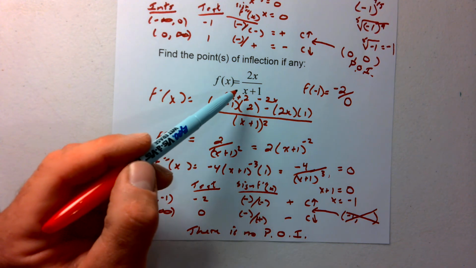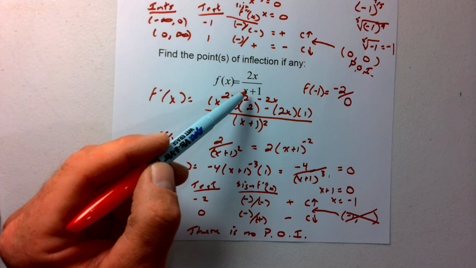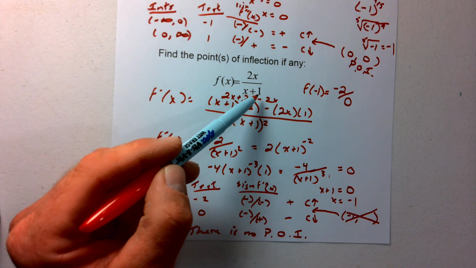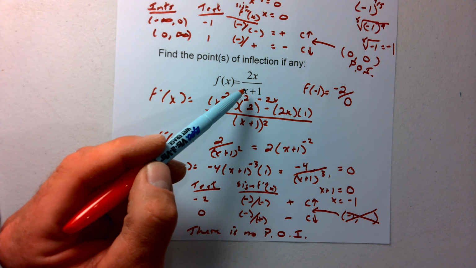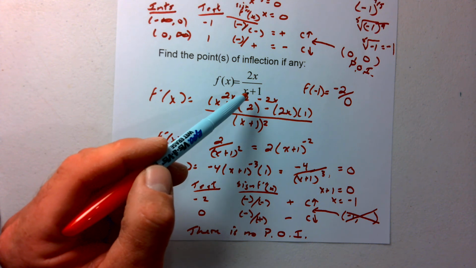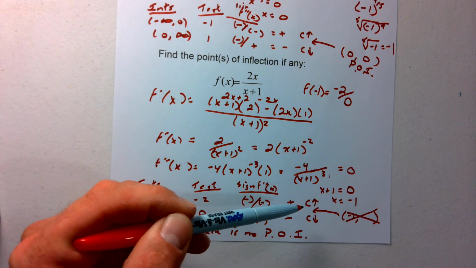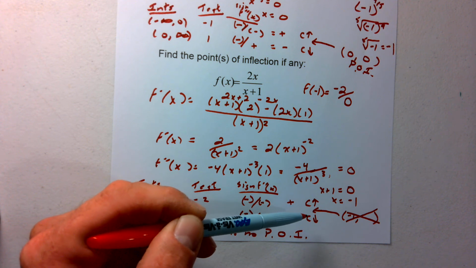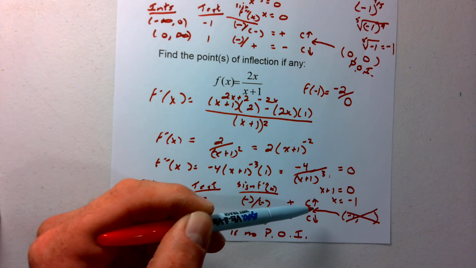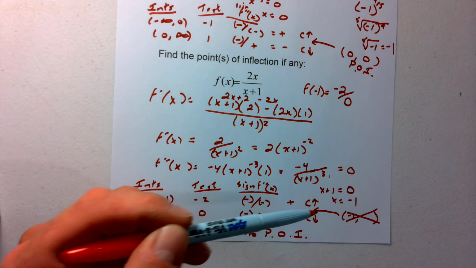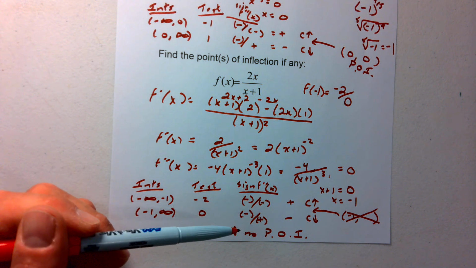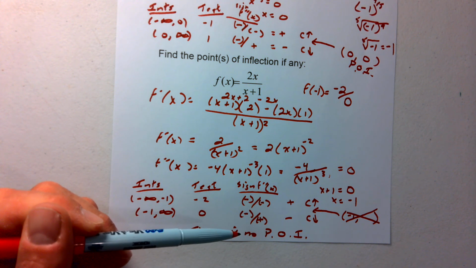Well, maybe if we go back to the original problem, the original function, that maybe makes sense to us. What happens when x equals -1? When x equals -1, we have, yes, an asymptote. So we have to be very careful to make sure that these changes in concavity occur over a point to get a point of inflection. Otherwise, there is no point of inflection at that point, or at that value.